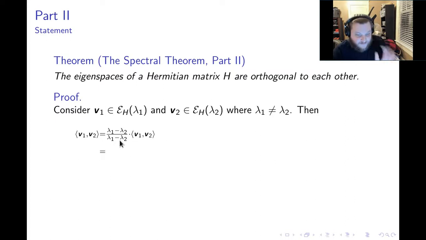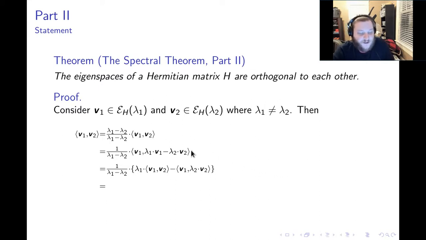Okay, so that's the first step. Now we're going to push the numerator of this, the way we've cleverly constructed 1 here, into the second slot of the inner product. So now we have the fraction 1 over lambda 1 minus lambda 2 multiplied by the inner product of v1 with the linear combination lambda 1 times v1 minus lambda 2 times v2. Now we're going to distribute the inner product across the linear combination in the second slot.